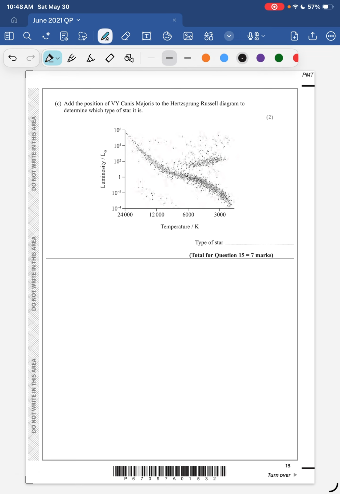So let's move on to C. Add the position of VY Canis Majoris to the Hertzsprung-Russell diagram to determine which type of star it is. So it's going to be somewhere here, pretty much. The type of star is a red giant.